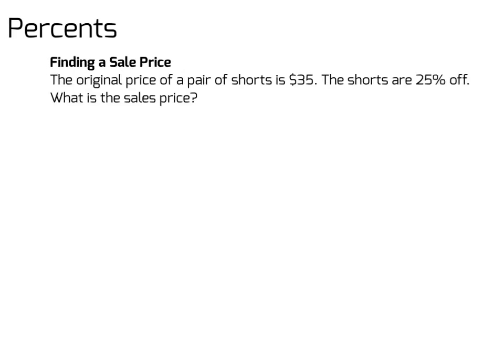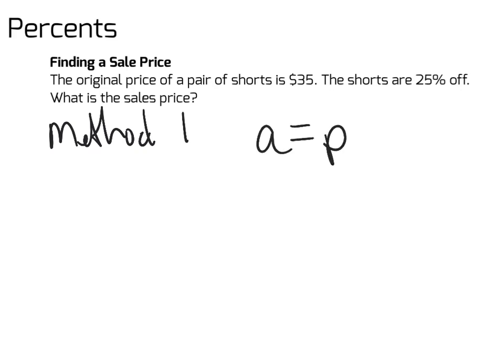Let's work with discounts. Finding a sale price. The original price of a pair of shorts is $35. The shorts are 25% off. What is the sales price? There's actually two different methods on how to do this. So the first method, method 1, is we're going to use our percent equation that we learned previously.